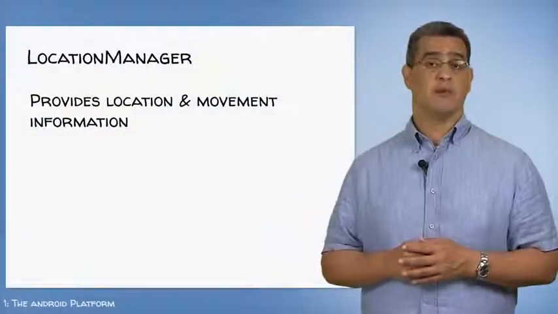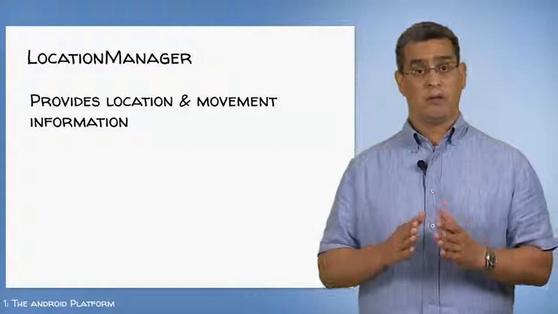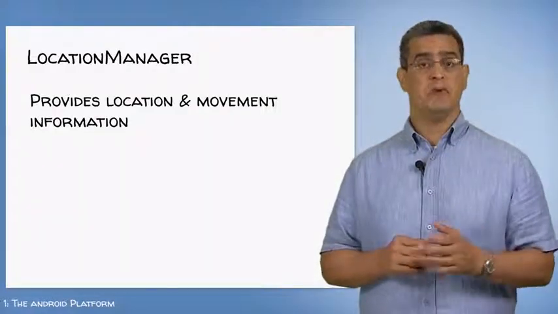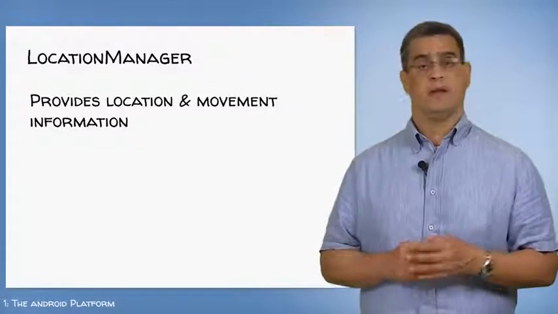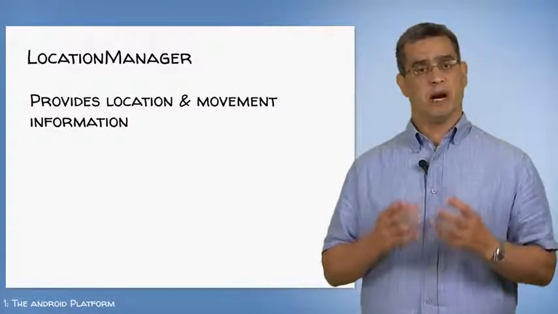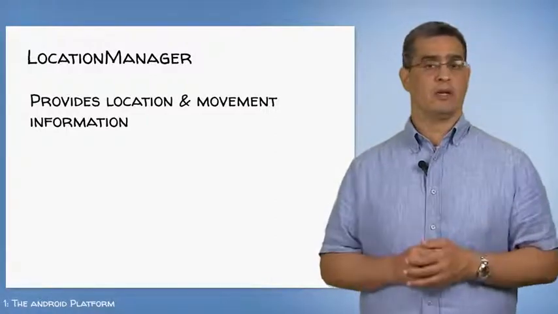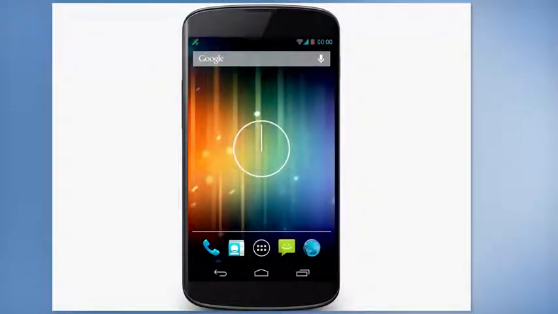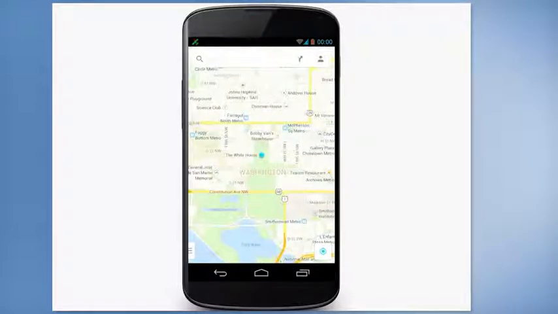The next application framework component is the location manager. The location manager allows applications to receive location and movement information, such as that generated by the GPS system. And this allows applications to perform context-specific tasks, things like finding directions from the current location. Now here I'm calling up the Google Maps application, which queries the location manager for my current location and then shows a map of the area around that current location.